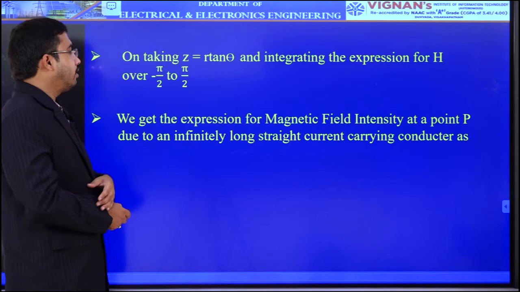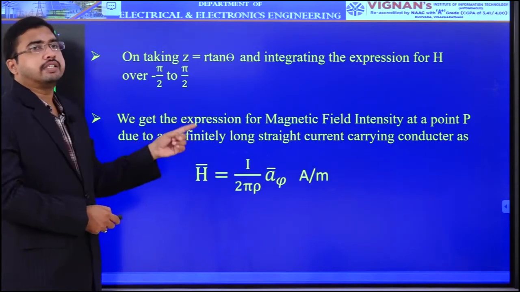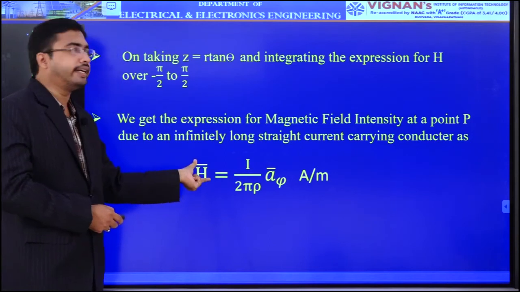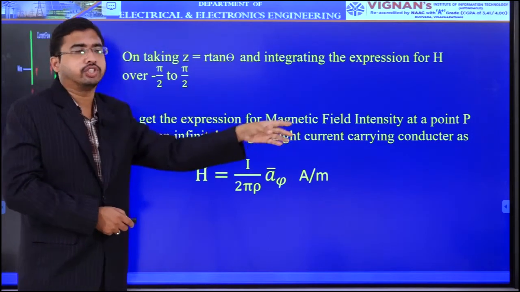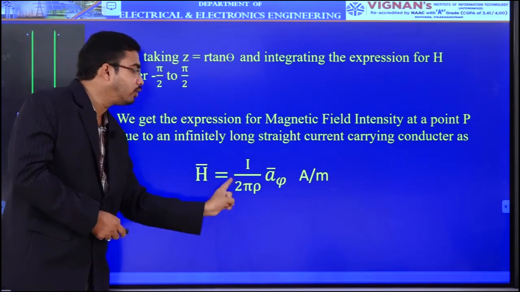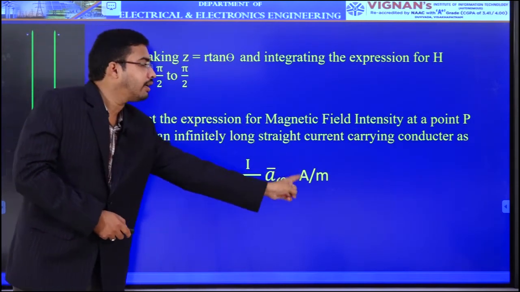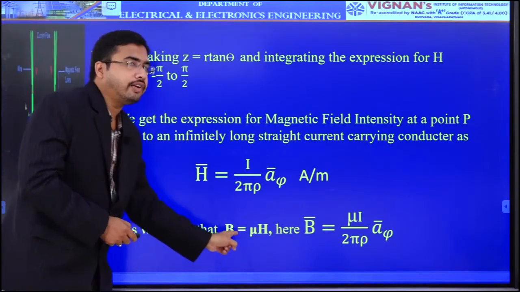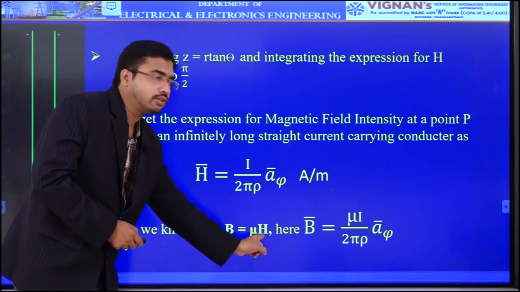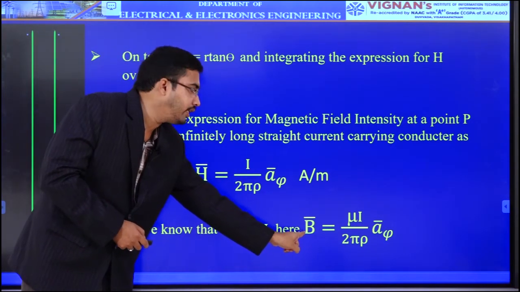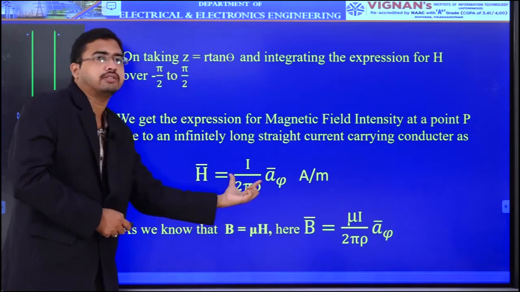On substituting those limits and solving the previous expression, we will get the magnetic field intensity at a point P due to an infinitely long current carrying conductor as I by 2 pi rho into a phi bar amperes per meter. Already we know that B equal to mu H. So H we already expressed here. So from this, what is the flux density? B is mu into H, same formula.